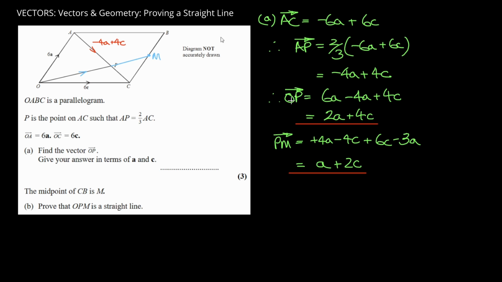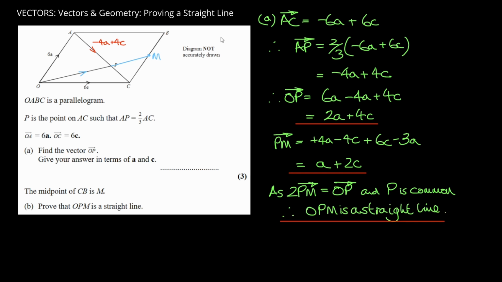Now, if you compare OP and PM, remember these are the 2 bits of this hopefully straight line, you can see that PM is 2 times OP. This means they have the same gradient. And as they share a common point P, the line must be straight. So writing that down as 2PM equals OP, and P is common. Therefore, OPM is a straight line. And there you have it.